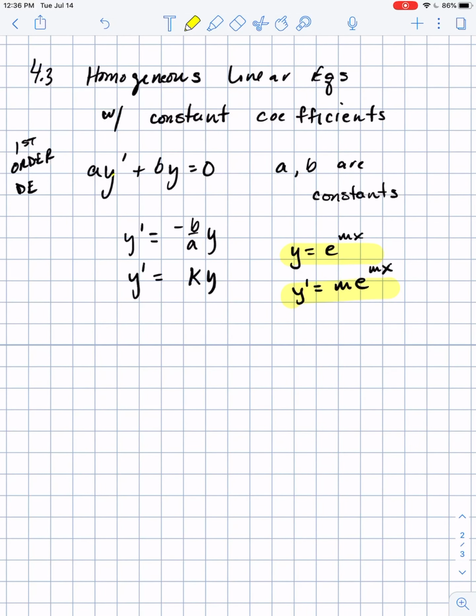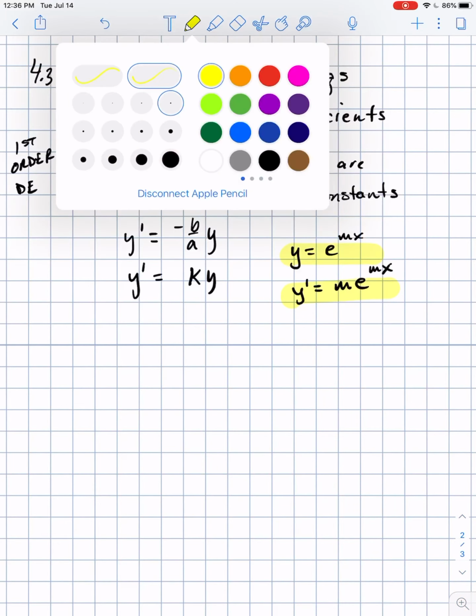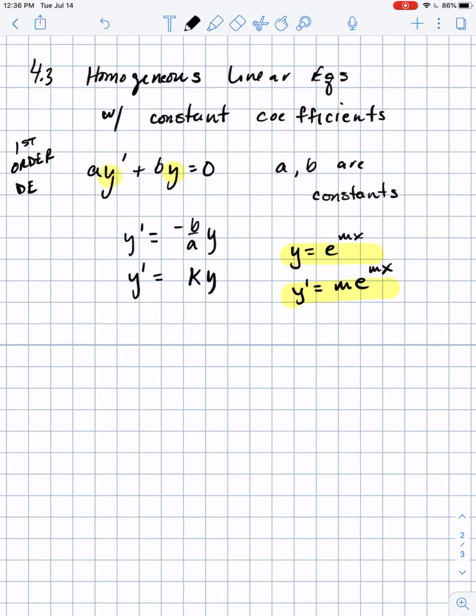and y prime. Okay, so it's going to be, let's just do it this way so you guys see it, a times that equals a m e to the mx plus b e to the mx. And then that's going to equal 0.